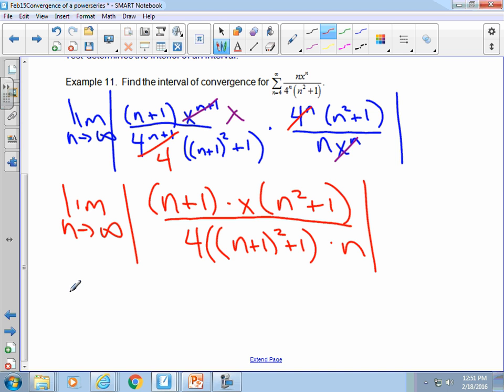Now, as n approaches infinity, we could multiply all of this out, but would you agree the leading term is x times n cubed? And the leading term down here is 4 times n cubed? And as n approaches infinity, I just get x over 4.